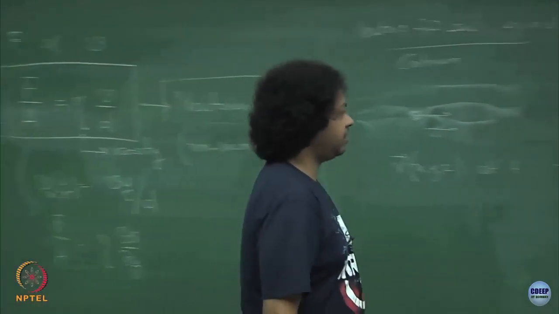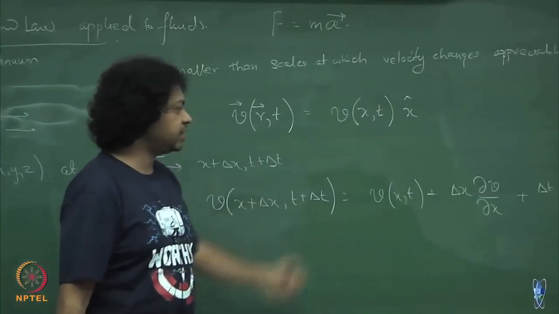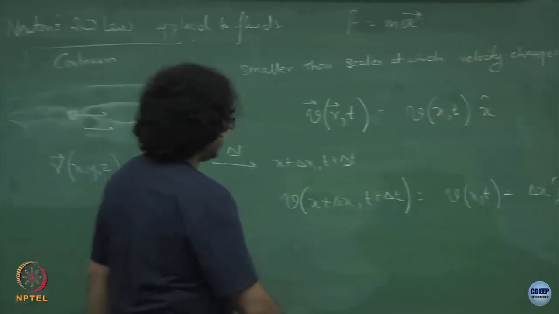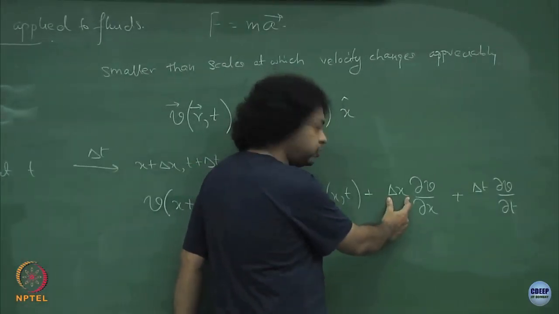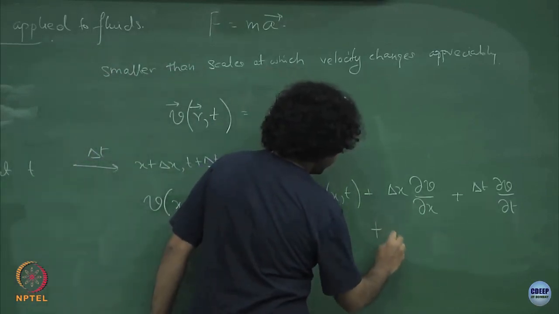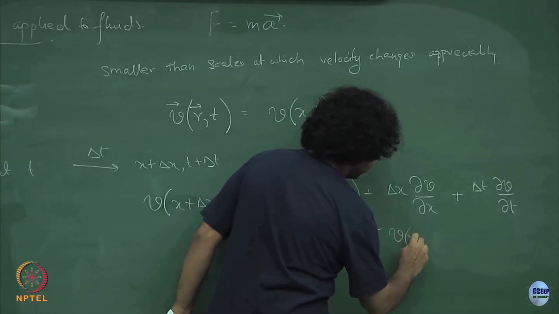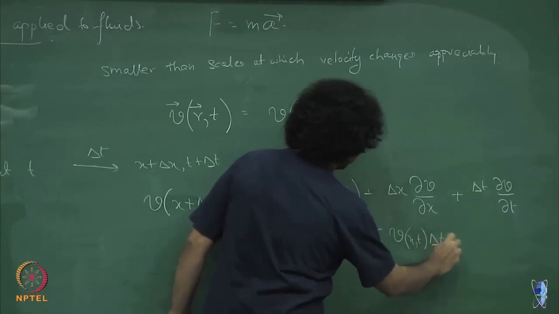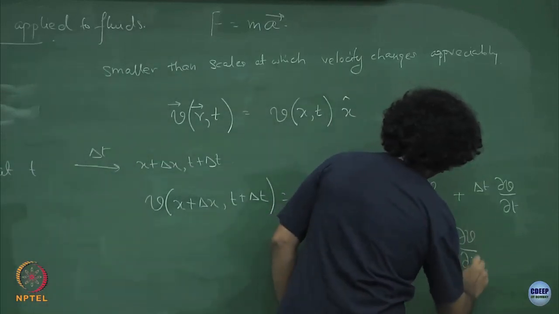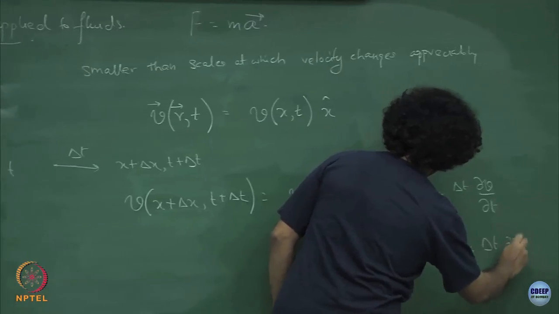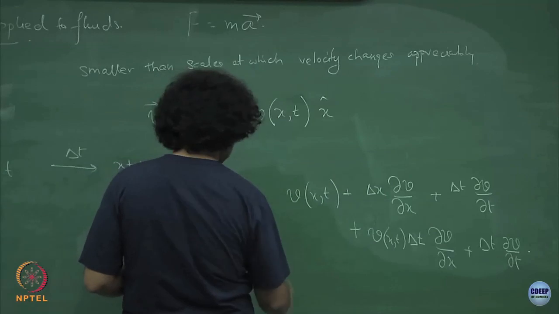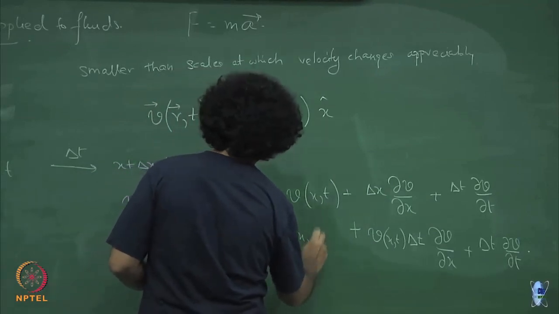So the velocity at this new position after a time interval delta t, I write as a Taylor series expansion. This delta x is the distance it has moved in this time delta t, right? What is this distance delta x? Therefore, it is the velocity with which it was moving times delta t, right? That is the distance it has moved, del v del x plus delta t del v del t, right? And here is v of x comma.